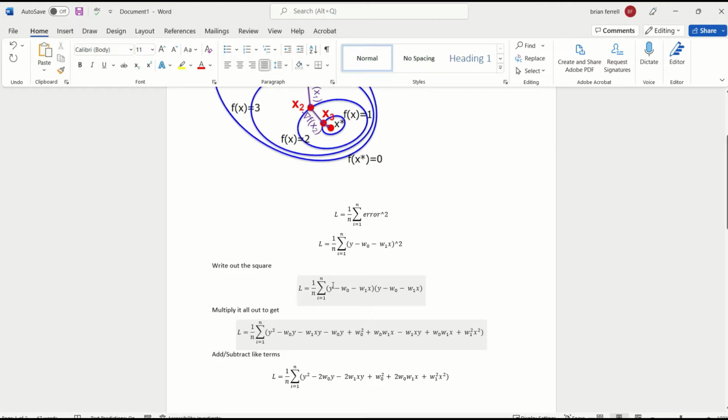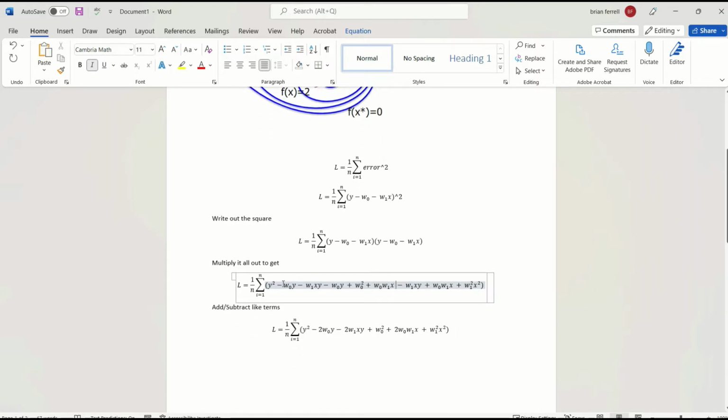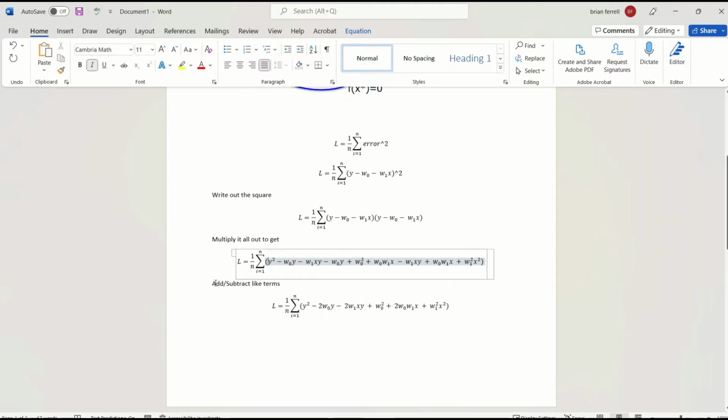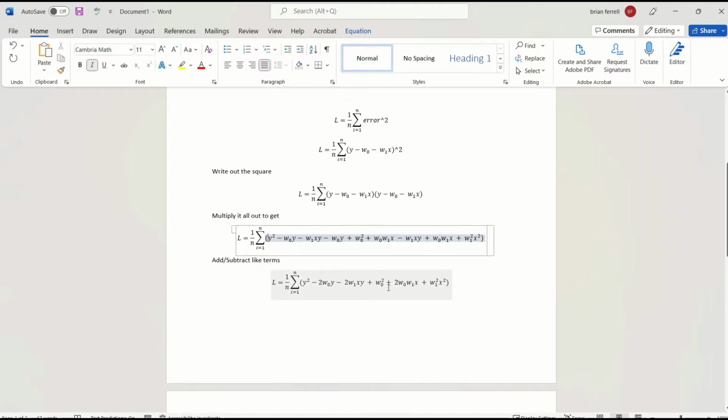And then if we cross multiply, so if we do y and then multiply by all these, our bias multiplied by all these, and then this part multiplied by all these, we end up getting something really long like this, but this makes it a lot easier to calculate our gradients. Okay, so if we cross multiply it all out to get something like this, and then we add and subtract our like terms, we end up getting this, right?